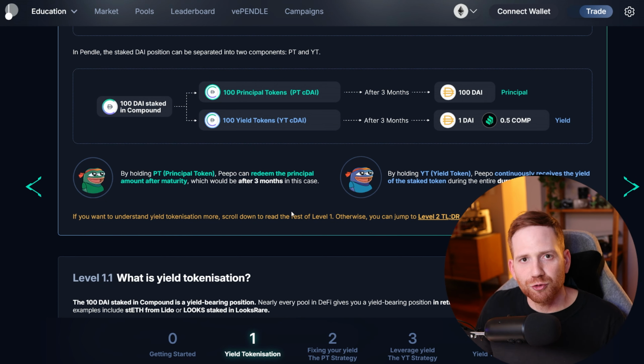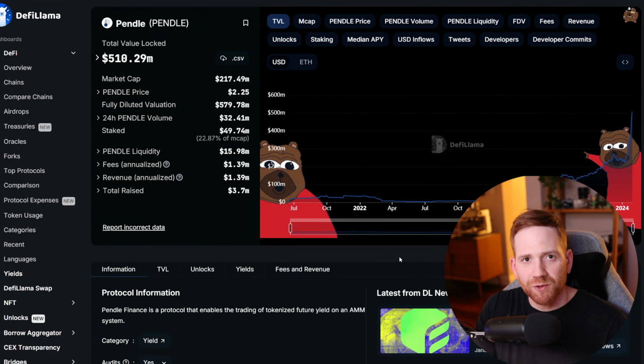And now different users can take advantage by buying either just the principal tokens or just the yield tokens by taking claim to that yield. And after the 3 months, you can see we end up with a similar result. People are really enjoying earning either fixed yield on their blue chip assets or creating these different yield trading strategies, because today they have over $500 million locked within their product.